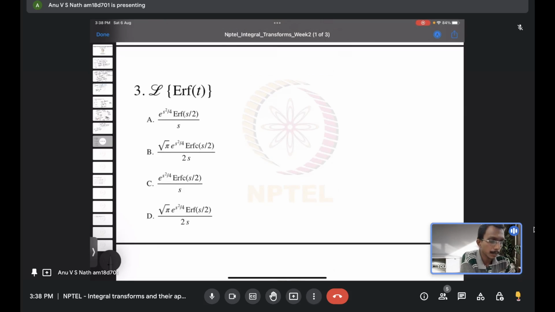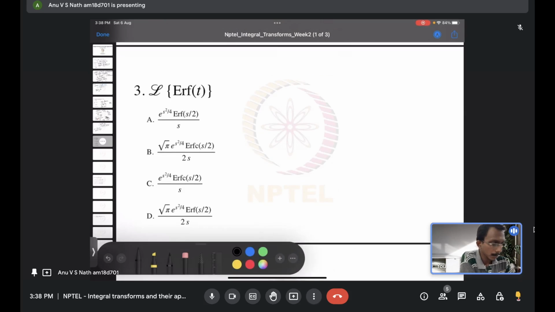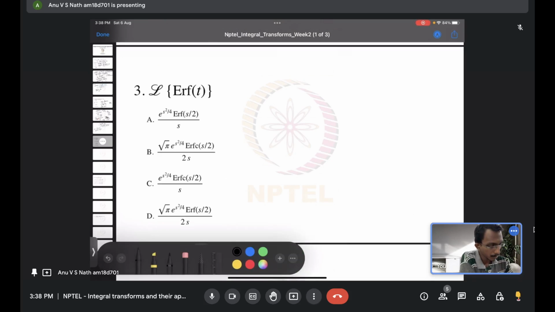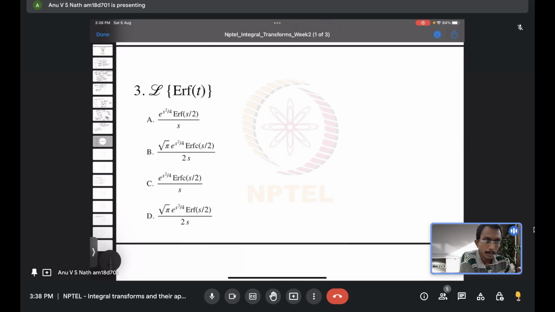The Laplace transform of the error function. Options are given here, so you can try. I will wait for a while, then I will start explaining. If you don't want me to wait, you can tell me. I just hope you can try, and in parallel I will explain how to do them.